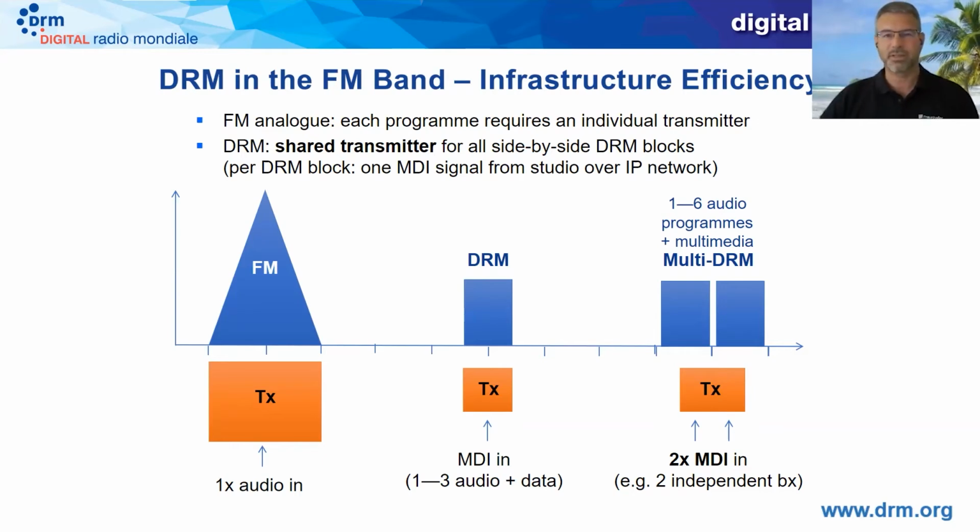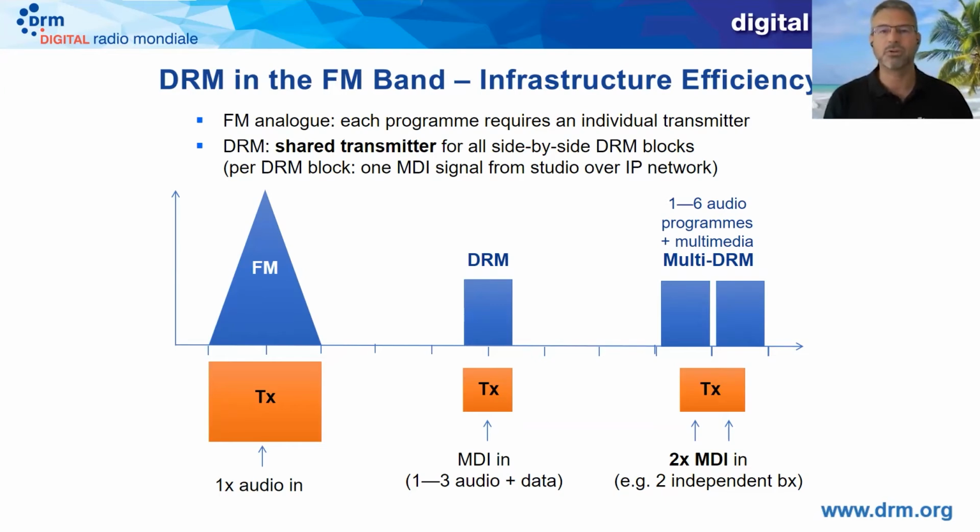is that a single FM band transmitter can carry multiple DRM blocks, originating, amplified from a single transmitter, sitting side by side in the spectrum. So in this particular case, within 200 kilohertz, you can carry up to 6 audio programs plus several multimedia elements and services. The input signal to that transmitter, MDI, the standardized digital multiplex signal, SDL4 for DRM, can originate from the same broadcaster, giving it more capacity with a single transmitter, or it can even originate from independent broadcasters.